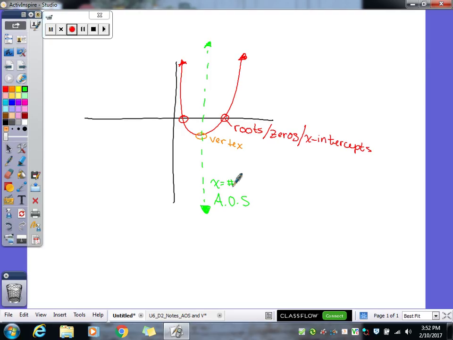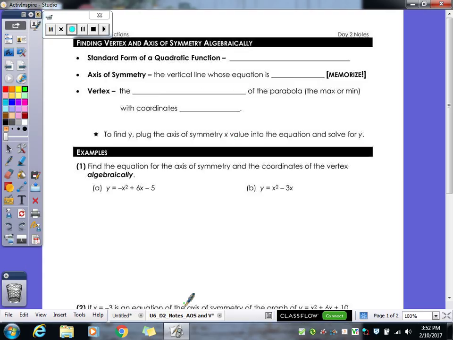So if you remember, that number always matched whatever the x value was of your vertex. So let's say this is at x equals 3. My vertex could be the point 3, negative 1. So your axis of symmetry and that x value and your vertex are always the same. So what we're doing today is we are finding that axis of symmetry and that vertex algebraically this time.